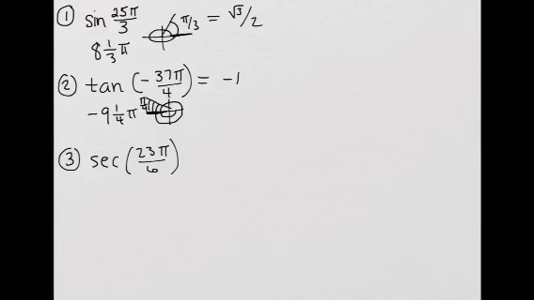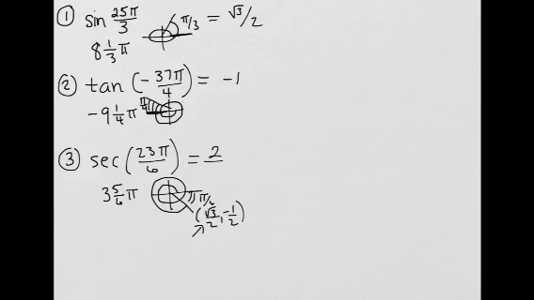Number 3, change it to a mixed number. That would be 3 and 5/6 pi. So you're going in the positive direction, 1 pi, 2 pi, 3 pi. 5/6 pi would be right here. The reference angle is this angle right here. It's pi over 6. So the coordinates here are radical 3 over 2, negative 1/2, remember, from the unit circle. Secant is the reciprocal of cosine. So the reciprocal of this number right here is 2 over radical 3, which becomes 2 radical 3 over 3.